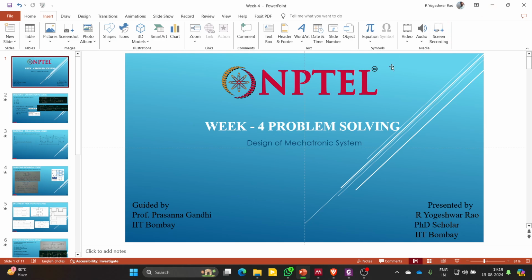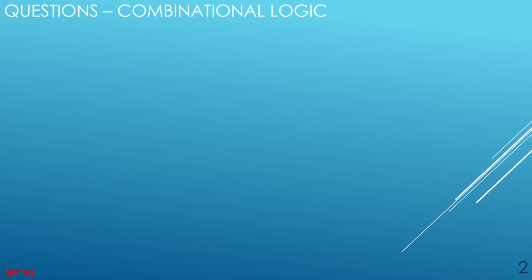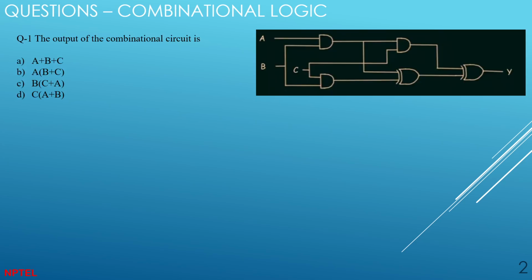So let's start today's session. The first question is based on combinational logic systems, basically the AND OR gate system. Here is the block diagram for this gate system, and you need to solve this question. They want to know what Y is when A, B, C are given. A, B, C are the inputs and Y is the output.